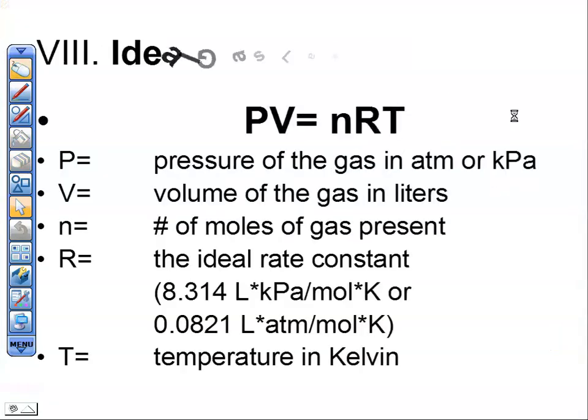We're going to use what's called the ideal gas law, PV equals nRT, which stands for pressure times volume equals the number of moles times the gas constant times T. At this point, you may want to stop and pause and write all this down. But it's really important that pressure be in atmospheres or kPa.